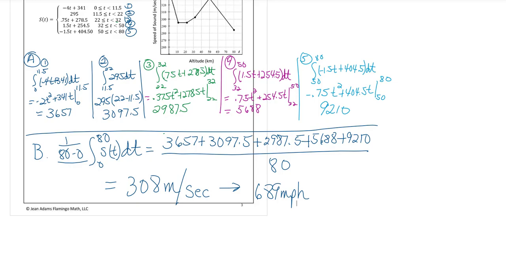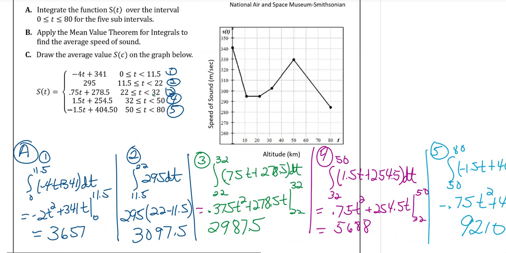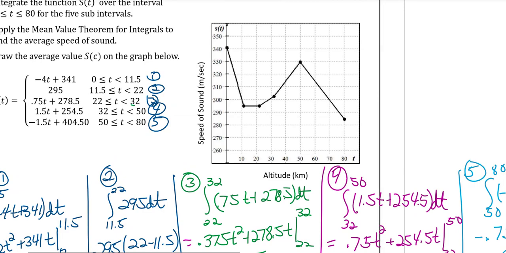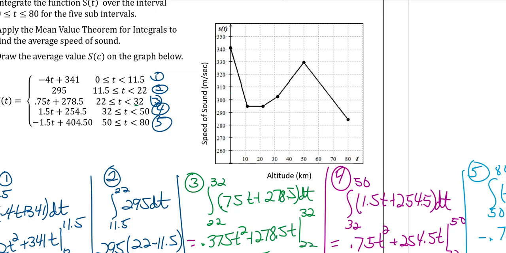So the last thing we're asked to do, part C, says to draw the average value on the graph. So what you want to do is take a ruler, find 308, because the graph is in meters per second, on the Y, and we're just going to draw a horizontal line across the graph right here. That's a little low. Let me move that up a little bit. So right along there. So there's my 308 meters per second.